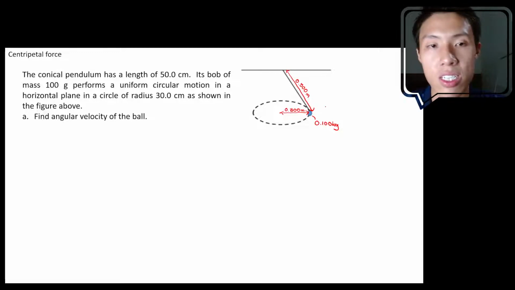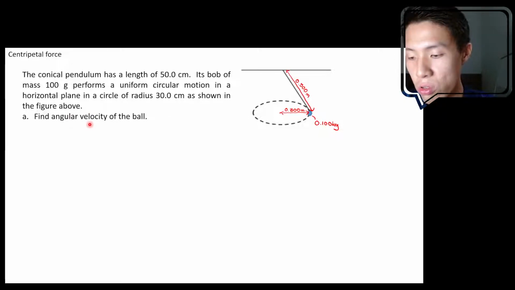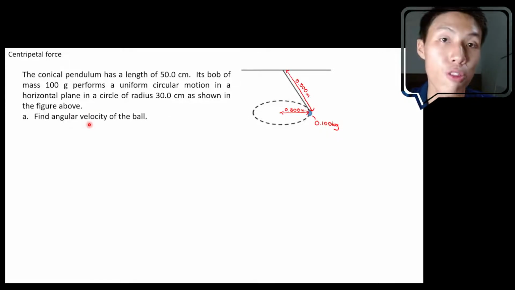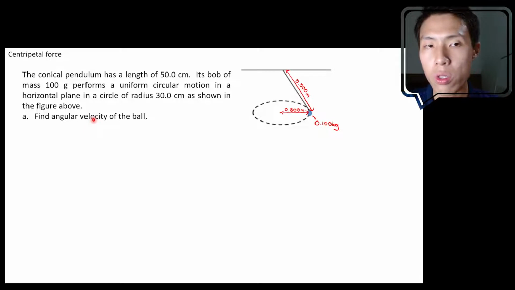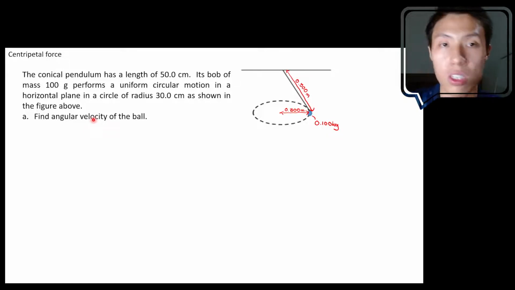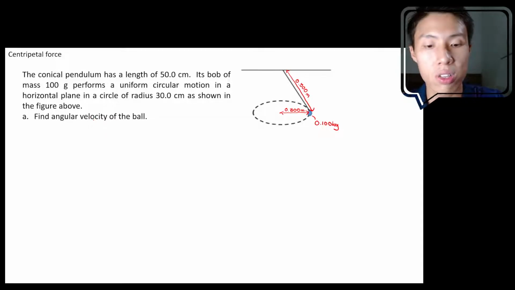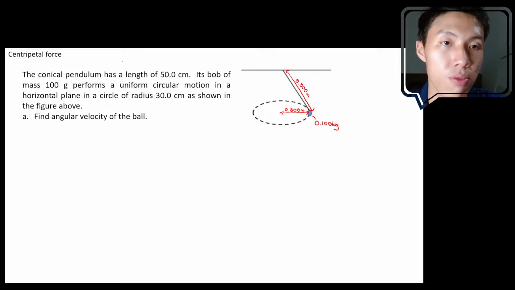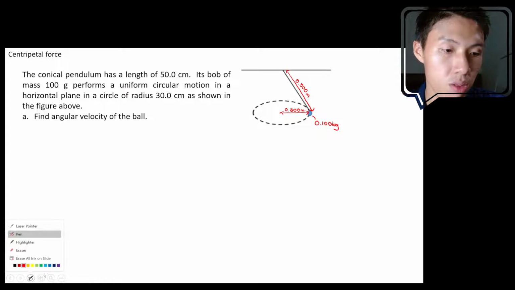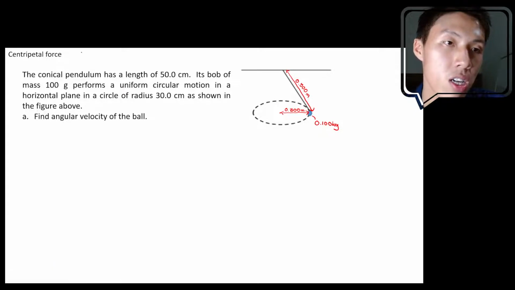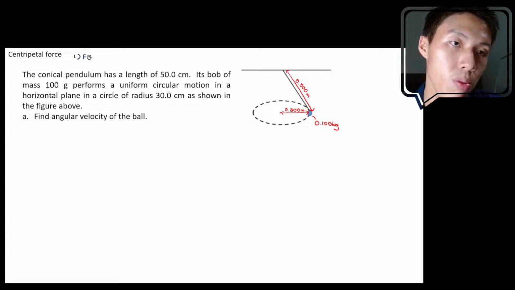Okay, so this is the situation that is given to us, and we are asked to find the angular velocity of the ball. To solve any kind of uniform circular motion question, we are going to use an approach that is similar to how we solve any forces, Newton's law question. So let's do a bit of revision. What are the steps involved when we are doing a question involving forces? The first step will always be to sketch the free body diagram for the object of interest.